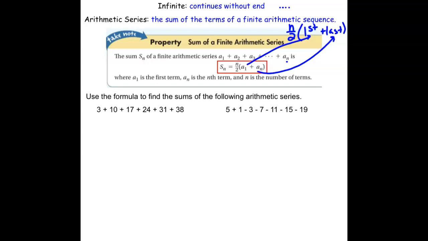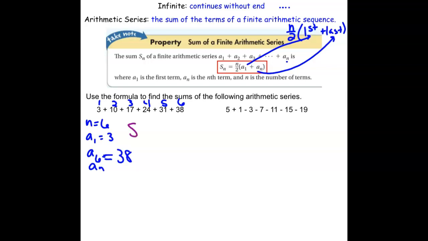So the first thing to do is figure out how many numbers do we have in our list. There is no little dot, dot, dot in the middle, so we aren't missing any terms. This is the whole list. So we have 1, 2, 3, 4, 5, 6. We have 6 numbers. So n is 6, my first term is 3, and my sixth term, my last term, which would be the a sub n in my formula, my last term is 38. So now it's just a matter of plugging them in.